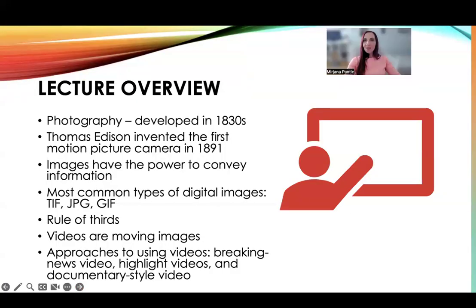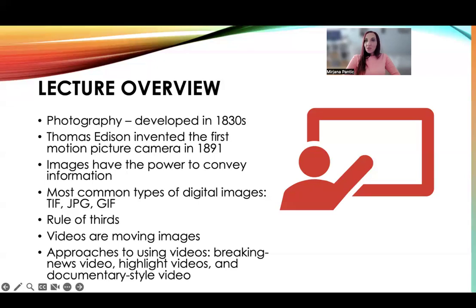And we're almost done. This is our final lecture for this semester. We talked about visual journalism. Visual journalism is basically depicted in photographs and videos. Photography was developed in the 1830s. Thomas Edison invented the first motion picture camera in 1891. Again, if you want to learn more about old cameras, just go to the Museum of the Moving Image in New York. It's an interesting place to see.